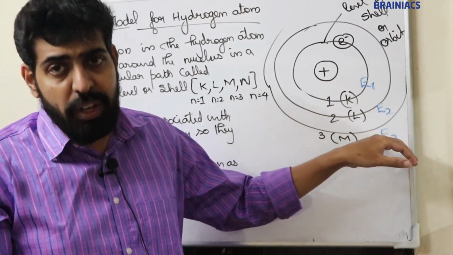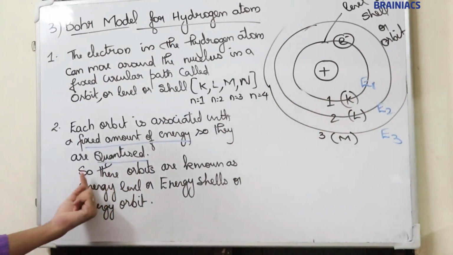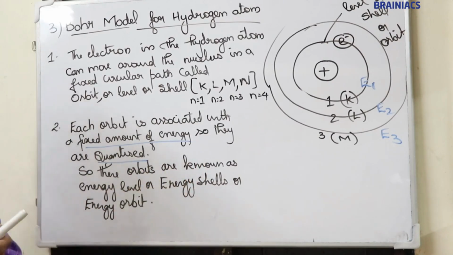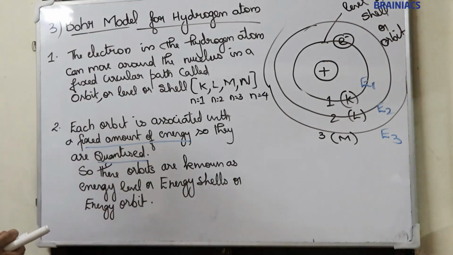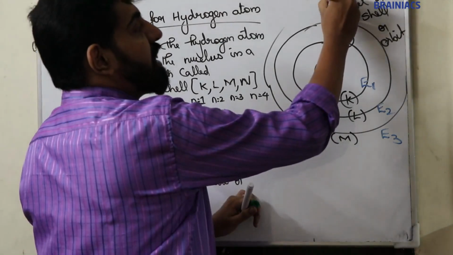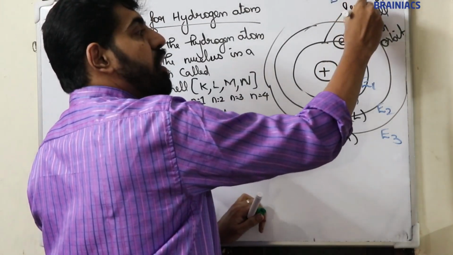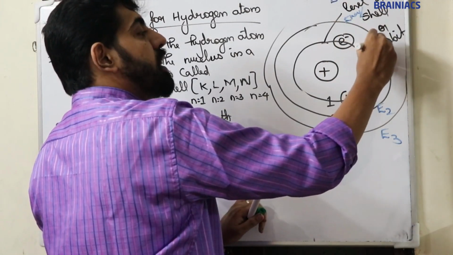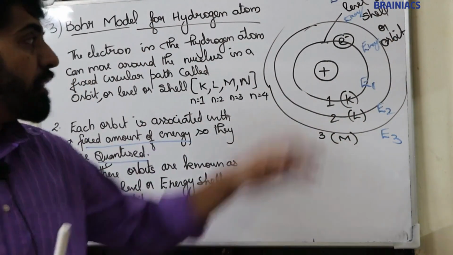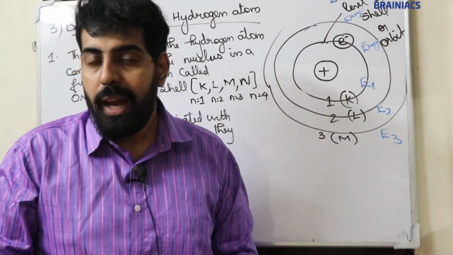Third orbit will have different energy, let it be E3. I think it's clear. Now, these orbits are also known as energy level or energy shell or energy orbit, because they have a definite amount of energy. So instead of level, shell or orbit, they are known as energy level or energy shell or energy orbit. I think it's clear.